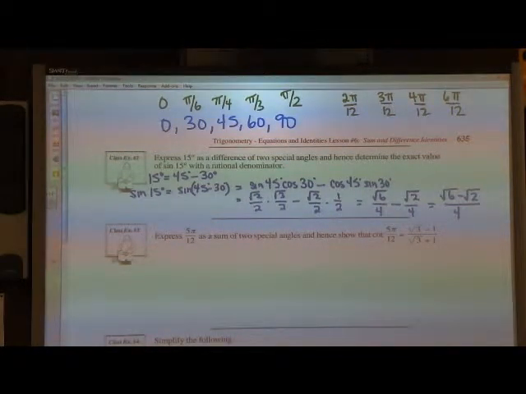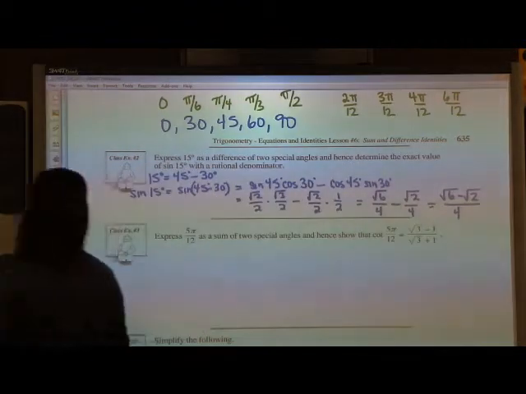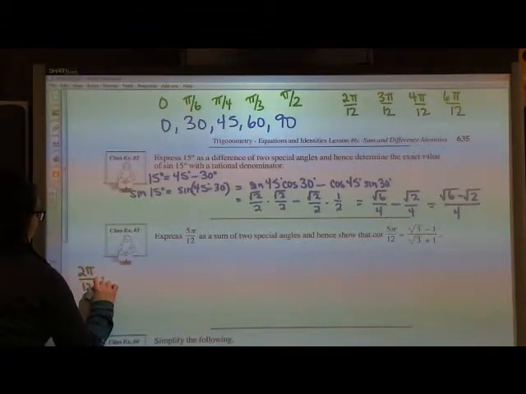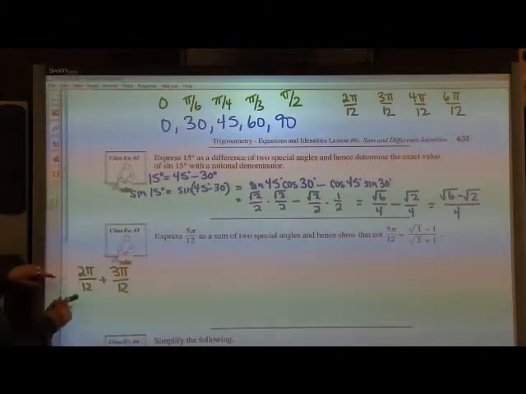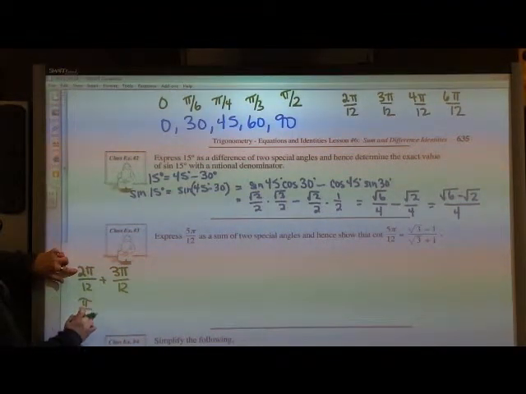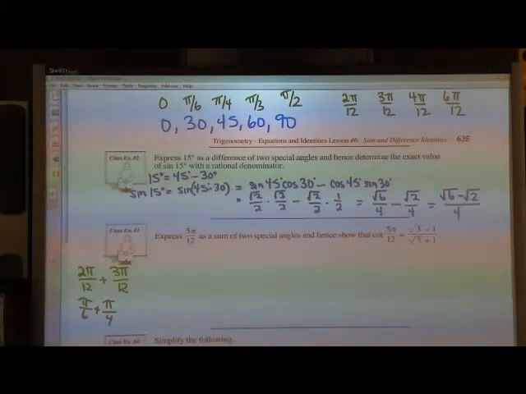Now that I have everything as 12s, asking you to come up with a combination of 5 pi over 12, how would I do that? 2 pi over 12 plus 3 pi over 12, which is pi over 6 plus pi over 4. So those are my special angles, and now I want to show that cotangent equals the following expression.